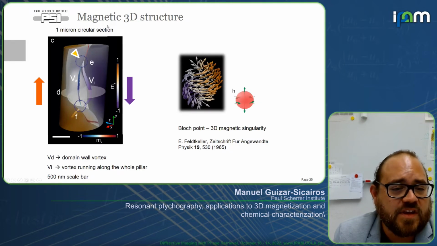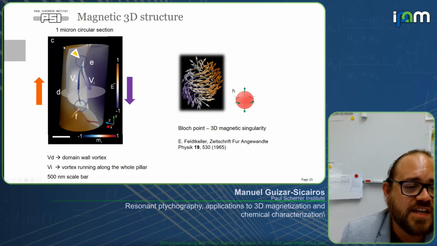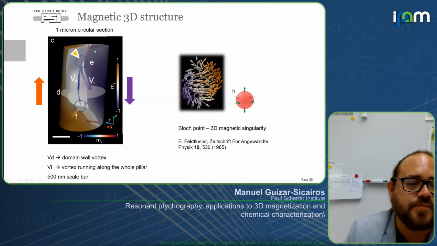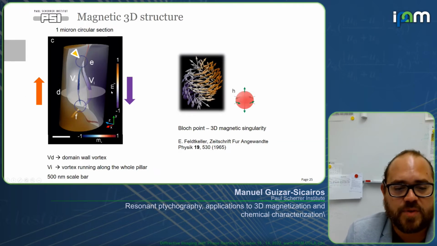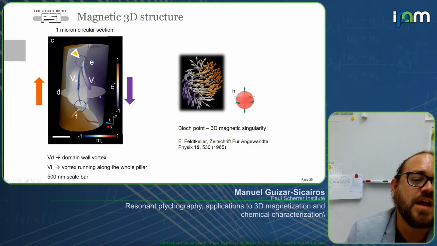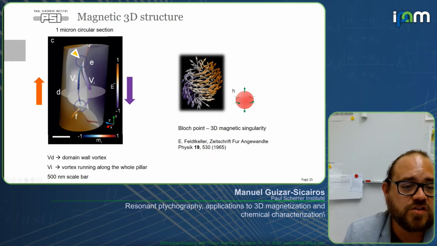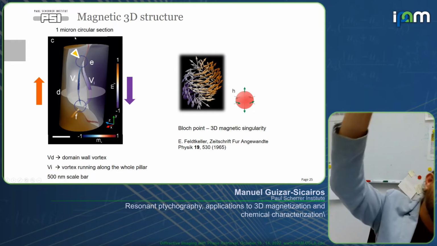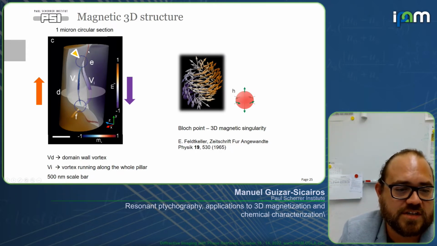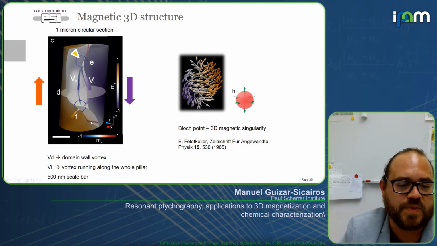So another thing that we did was taking this again 1 micron section of the pillar. And we found that the left part here is mostly pointing up, and the right part here is mostly pointing down. And they are separated by this 3-dimensional domain wall. And here this is a vortex domain wall. So it's basically through the domain wall, there is always a vortex going through here.